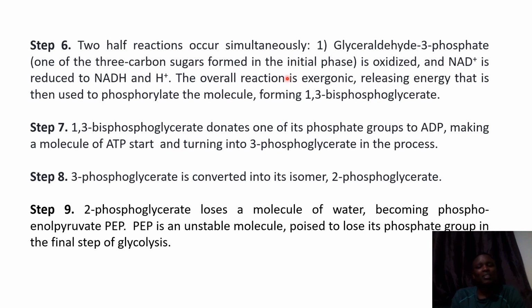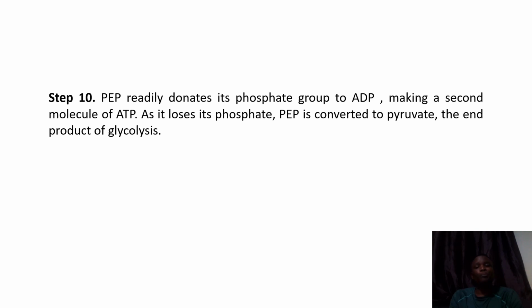The literature in this slide is used to explain what we have seen from the chart in the previous slide. Again, at this stage, this is the final stage where phosphoenolpyruvate donates phosphate to ADP, which is adenosine diphosphate, making it adenosine triphosphate. So the end product will be pyruvate. That's when it is in the presence of oxygen.